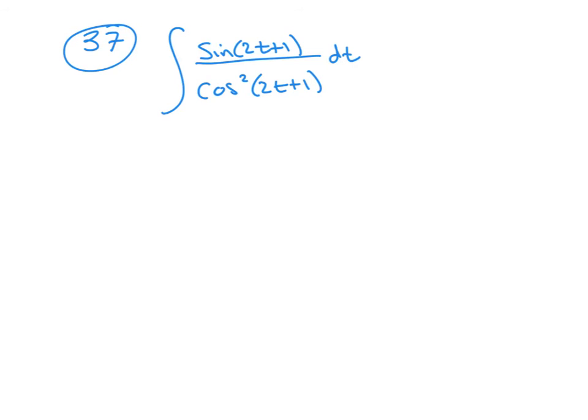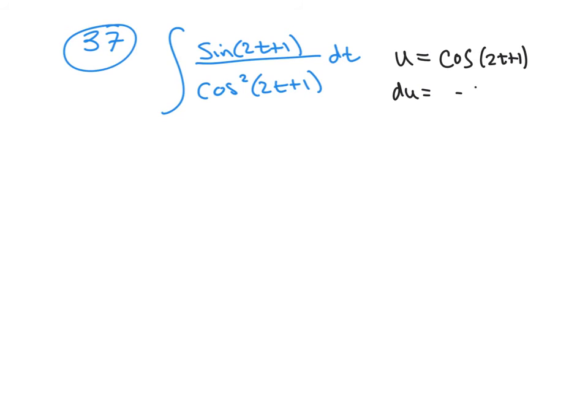Again, you get to the point where you realize you don't know this off the top of your head. You probably can't do it with guess and check, at least not in any efficient way. But you notice there's a sine and a cosine, and they're derivatives of one another. So I'm going to try u substitution. I'm going to let u be cosine of 2t plus 1, and the result of that will be that the denominator will just become a u squared. And if I can get this to look like something over u squared, that'll be nice.